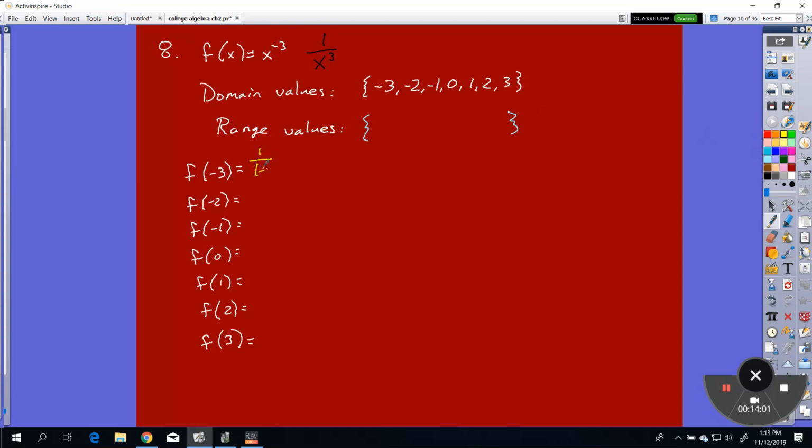So that means I have 1 over negative 3 cubed, 1 over negative 2 cubed, 1 over negative 1 cubed, 1 over 0 cubed. Anything over 0 is undefined, so we know that that's undefined. 1 over 1 cubed, 1 over 2 cubed, 1 over 3 cubed. So a negative times a negative makes a positive 9, times another negative 3 makes a negative 27. So negative 1/27. 2 times 2 is 4, times another negative 2 makes a negative 8.